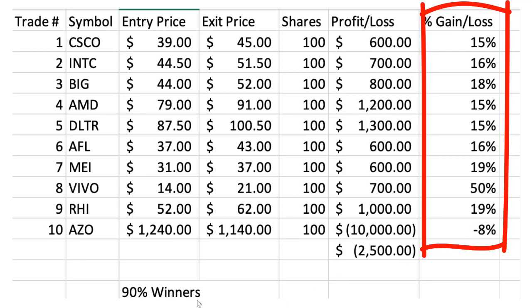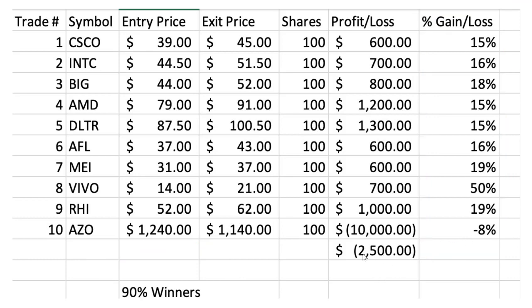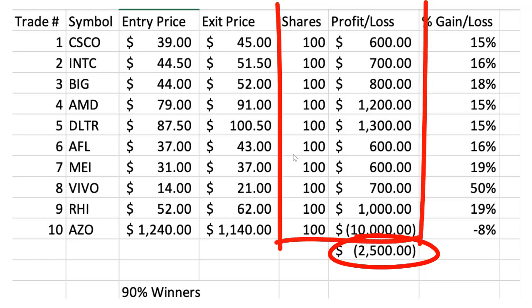If I told you this trader had 90% winners and I showed you just this gain and loss column, I bet you would bet me all the money in the world that this particular trader made money. But he didn't. He or she lost $2,500. Why? Because they bought 100 shares of each. And those 100 shares amounted to these particular gains and then this one big loss.